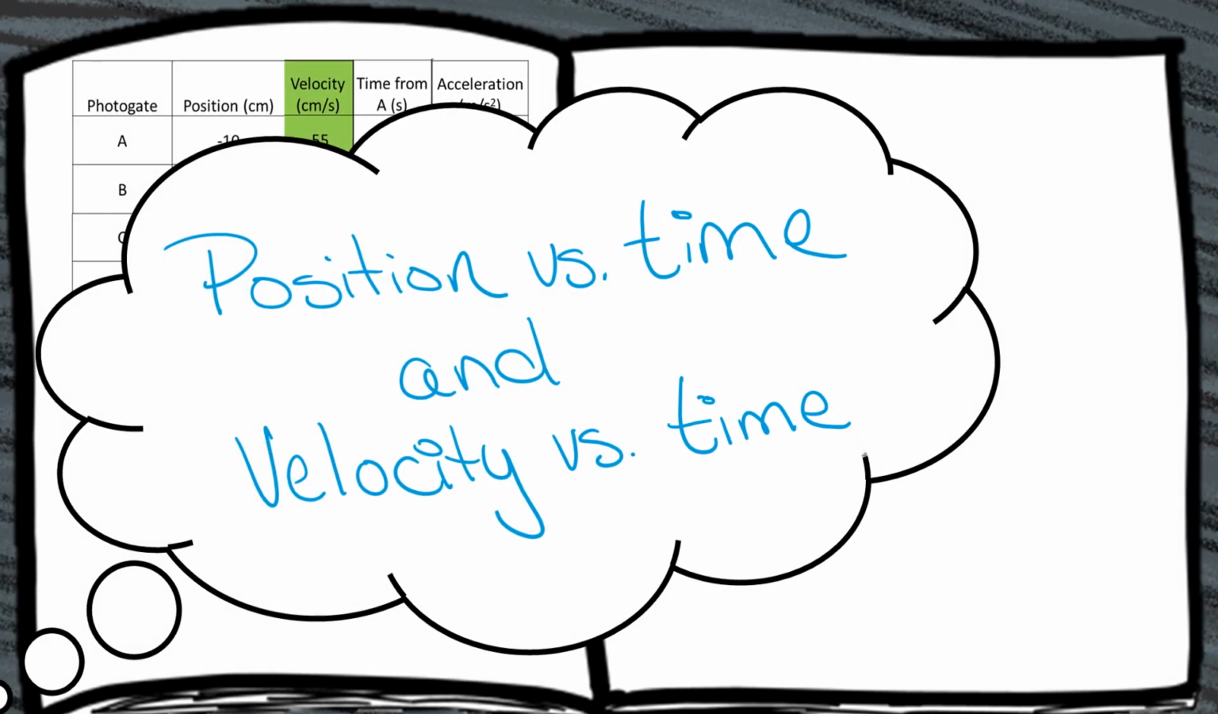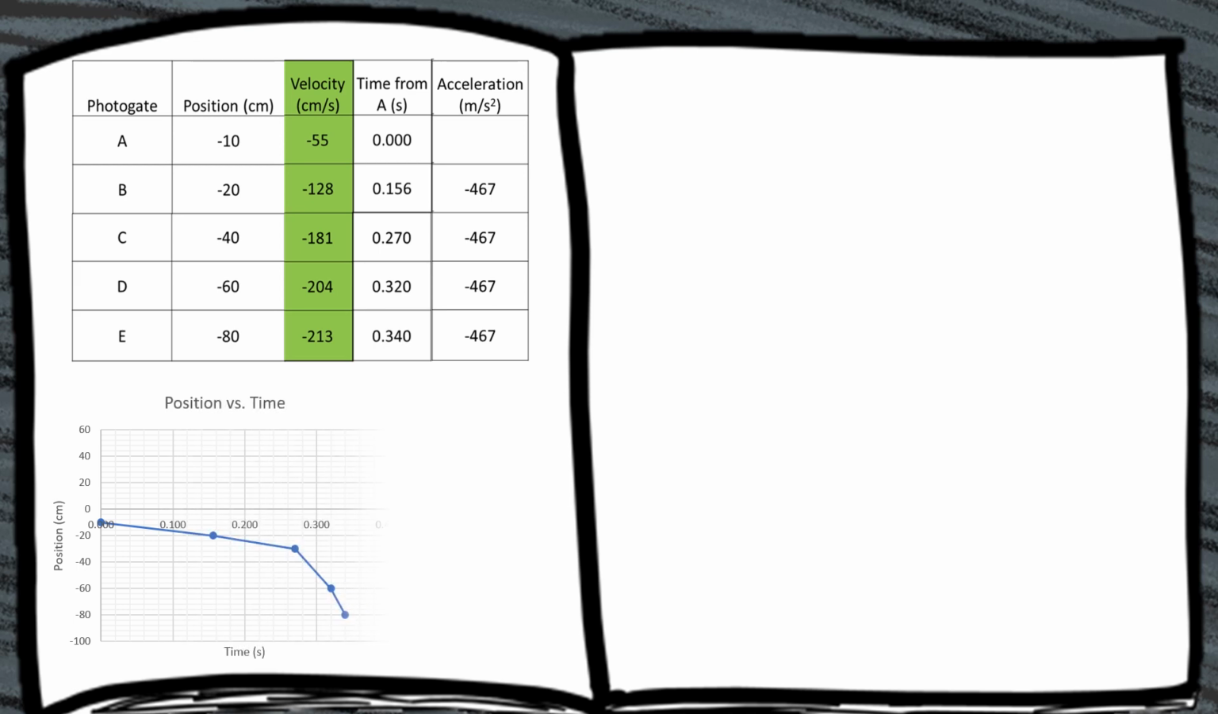That's right, Alex. Based on the data that we collected, we could develop a position versus time graph in which we would use the position of the photogate on the y-axis and the time frame between photogate A and another on the x-axis. This would result in the following trend. So, Alex, what do you think this trend illustrates?